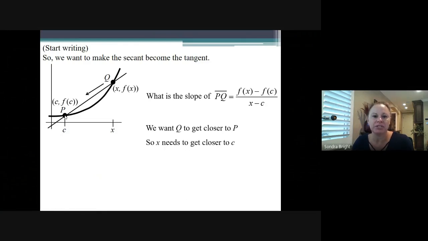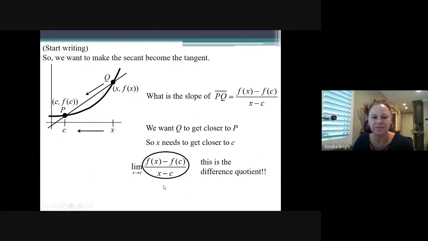And so what we're going to do, we need x to get closer to c. And so we're going to take the limit as x approaches c of this slope, right? Because it'll change as it's sliding down all the way. So that's what we're going to do. And I know this doesn't look exactly the way it did with the way you memorized the difference quotient, but it is the same thing.